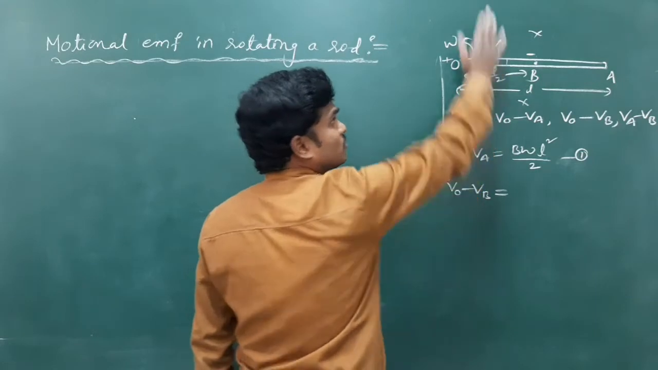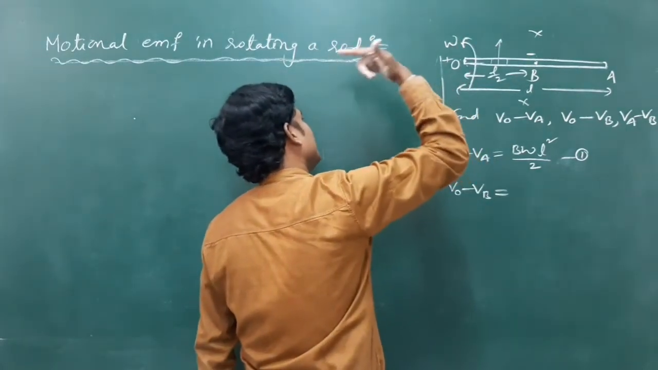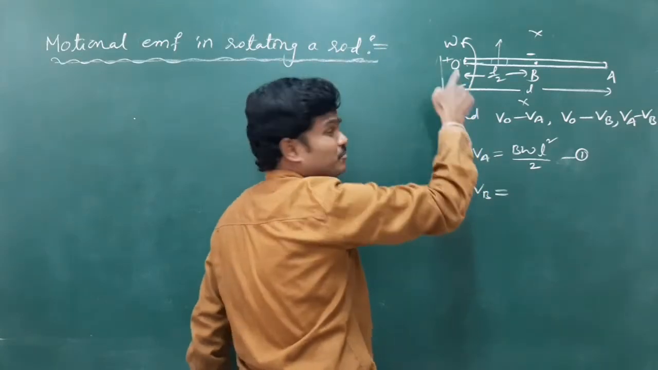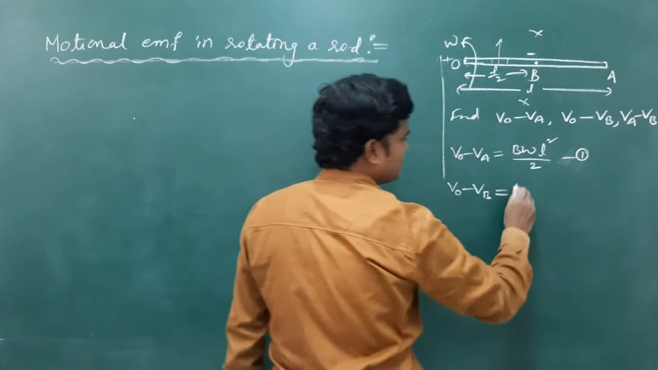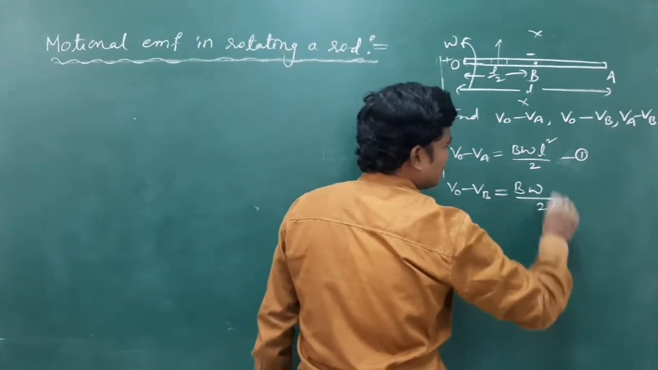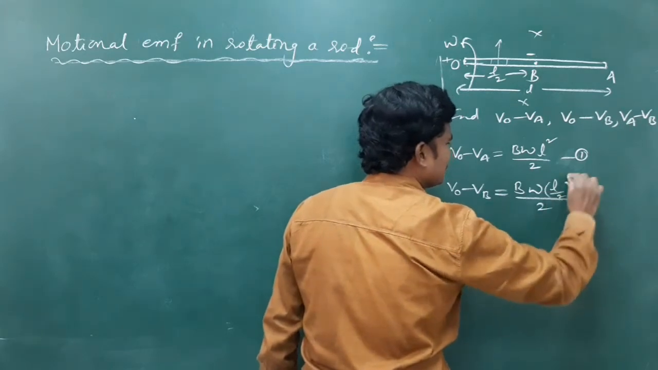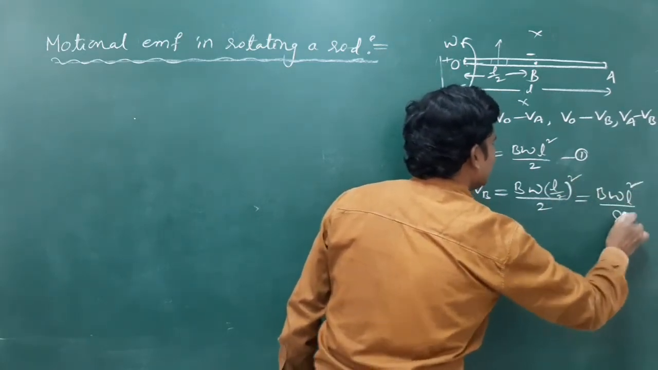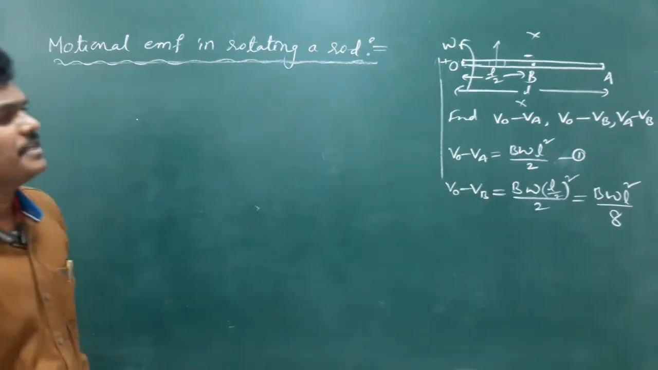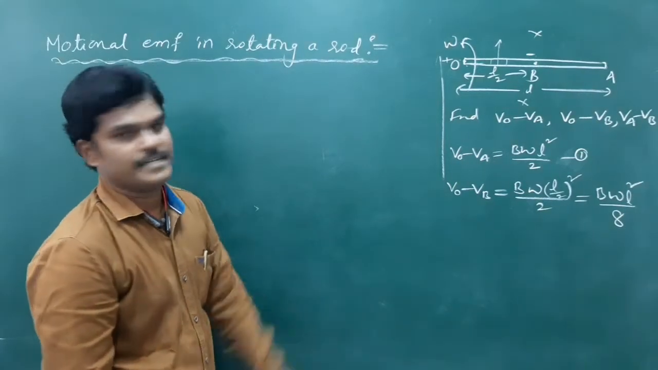If it moves up, v cross B, so induced current flows to the left side. So O is at positive potential, B is at negative potential. VO minus VB is equivalent to B omega, and in place of L you write L by 2 whole square. So how much now? B omega L square by 8. VO minus VB is B omega L square by 8.